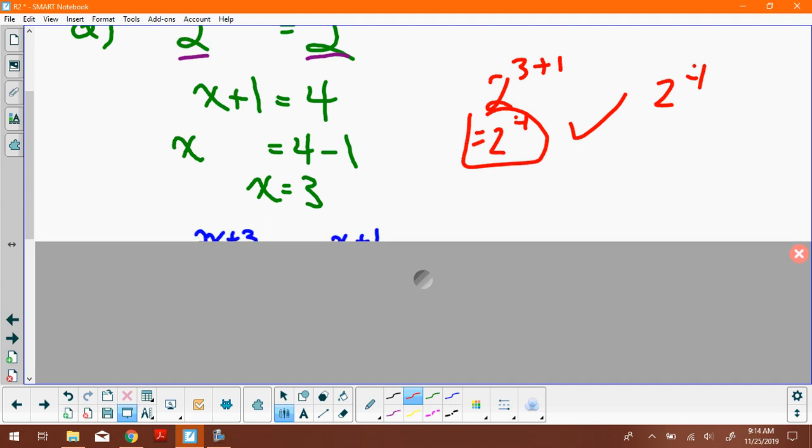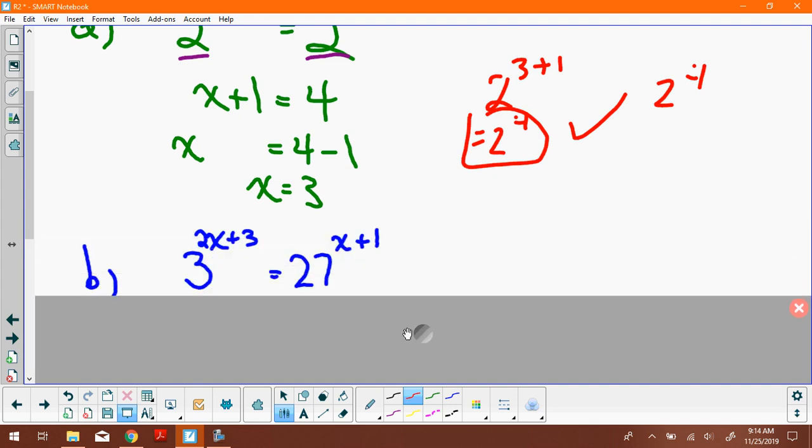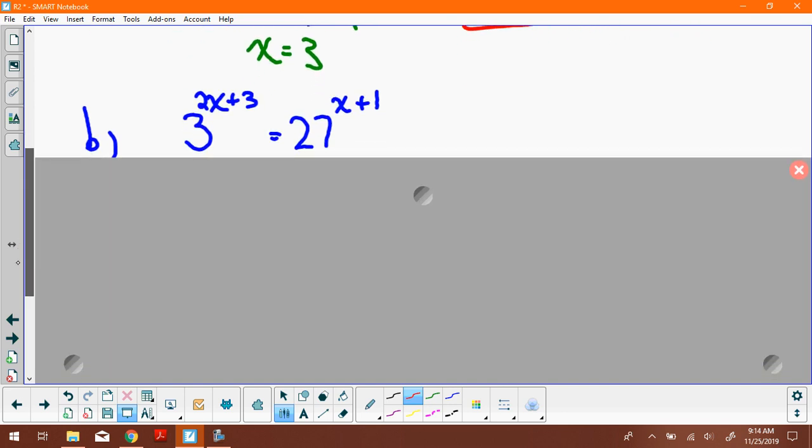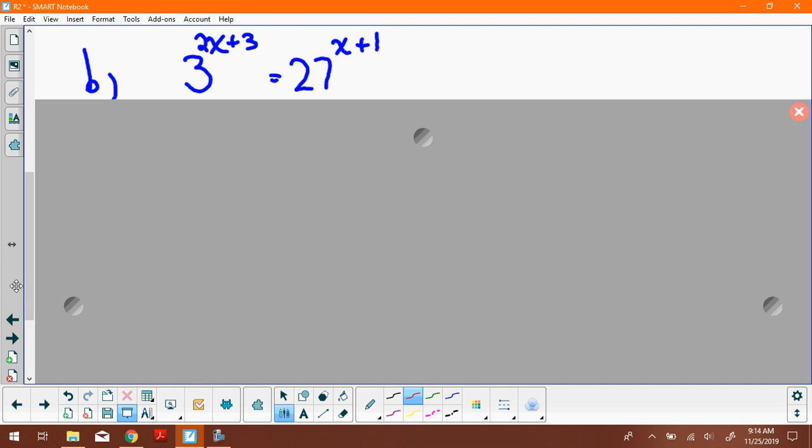Okay, if they do not have the same base, so here's 3 to the 2x plus 3 equals 27 to the x plus 1. If they don't have the same base, then you have to make some adjustments to get them into the same base. So in this case, 3 does go into 27. So on the side, we think, what power of 3 is equal to 27? After playing around for a bit, 3 to the power of 3 is equal to 27.